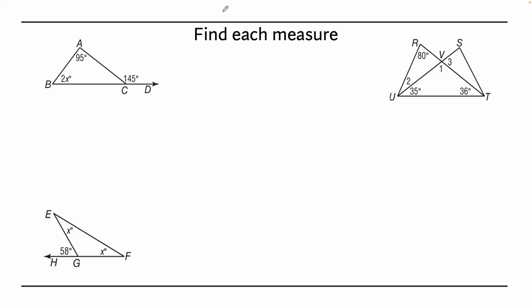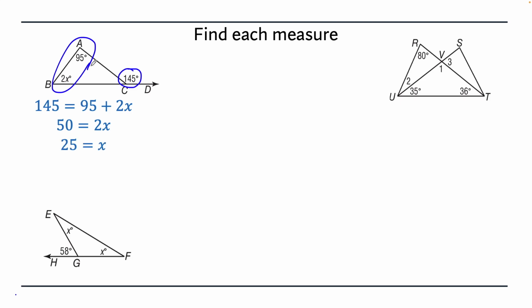Let's try a couple more. So this problem on the top left here, I know that 145, that's the exterior angle. The two remote interior angles are 2x and 95. So if I take those two, add them together, 2x plus 95, I get 145 degrees. Now I can solve for x. Subtract 95 from both sides, divide by 2, so I get x equals 25, which means the measure of angle B there is 2 times 25, or 50 degrees.